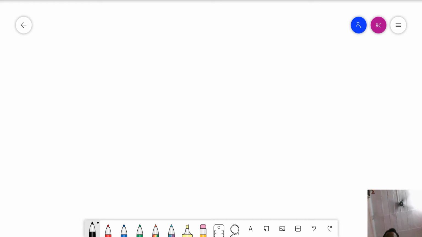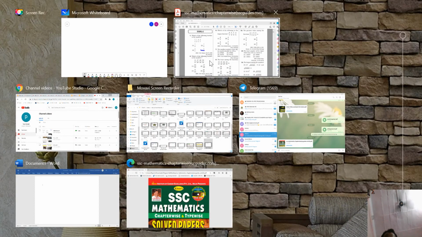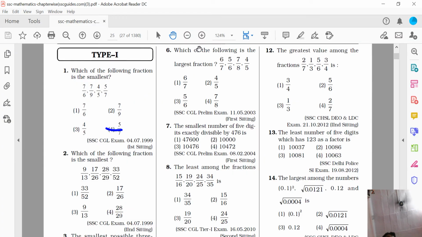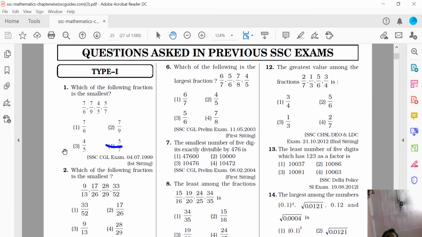Hello everyone. We're going to discuss some problems from the chapter on number system. We are basically doing this for our BCS preparations, BCS mains preparations. So let us come to this problem, problem 1.